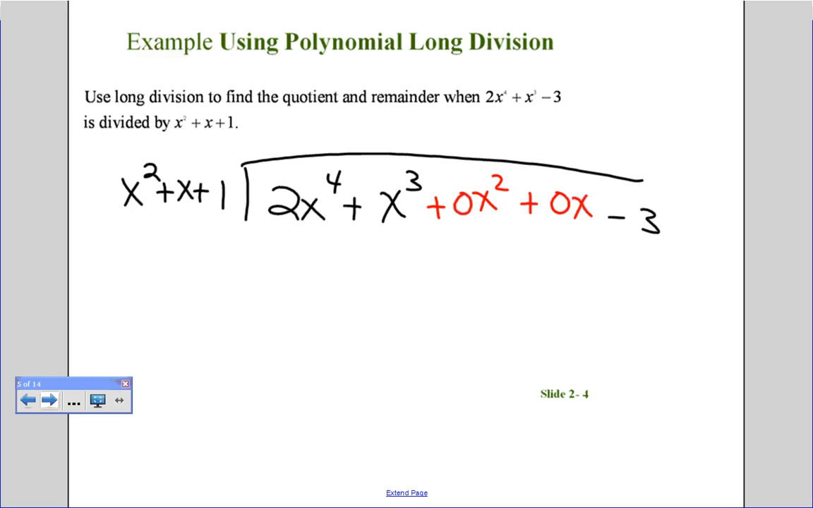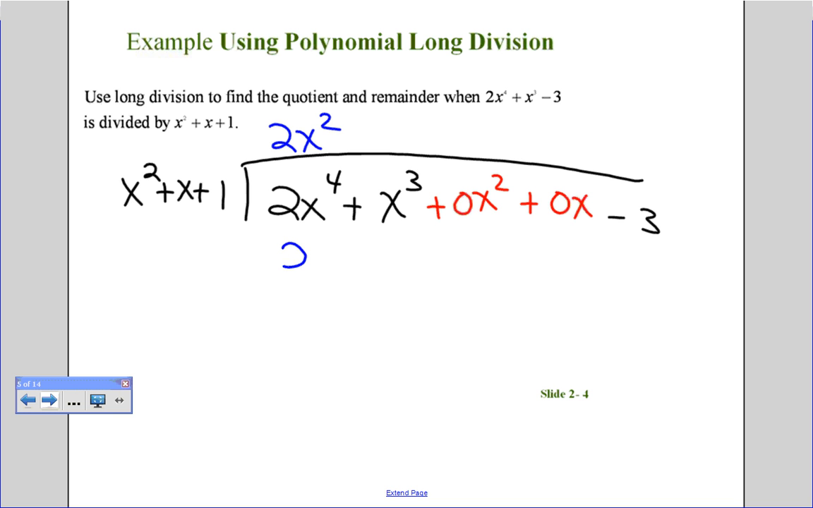I'm going to work this problem a little bit more quickly at first so that we can get through it and get on to the remainder and factor theorems. But if you want to pause this video and try it on your own, you're more than welcome to do so. X squared goes into x to the 4th, x squared times, and there's a 2. 2 divided by 1 is 2.